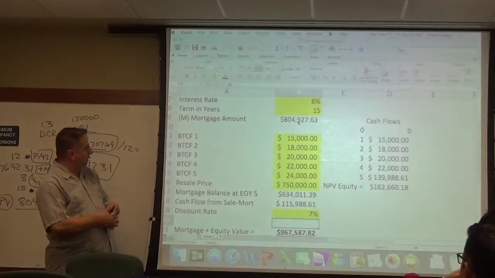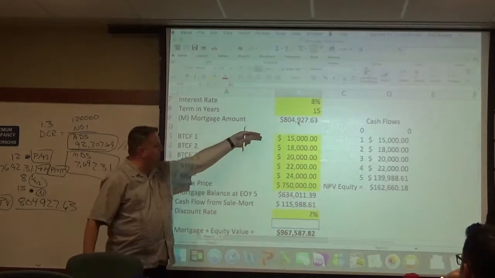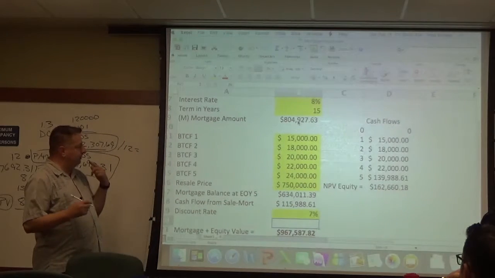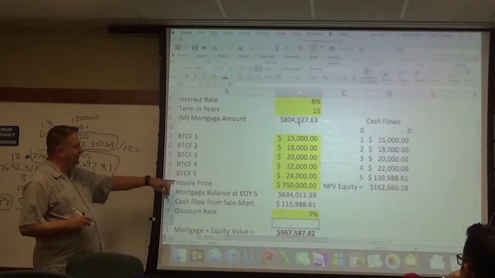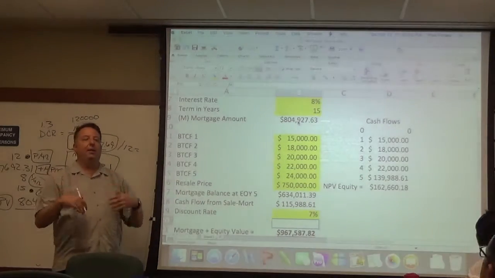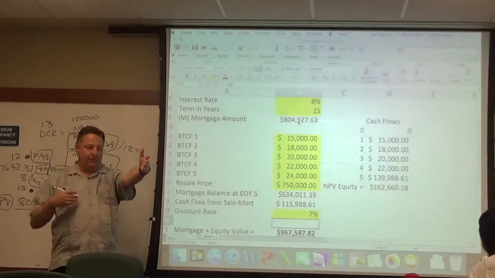All right, so what you're going to do, you're simply going to pop in those numbers as your cash flows, and then you're being given a couple of other things. The resale price of the property. So we're simply saying, in year 5 you're going to sell it, 4 plus.